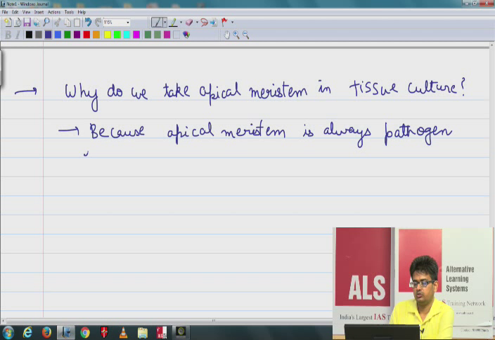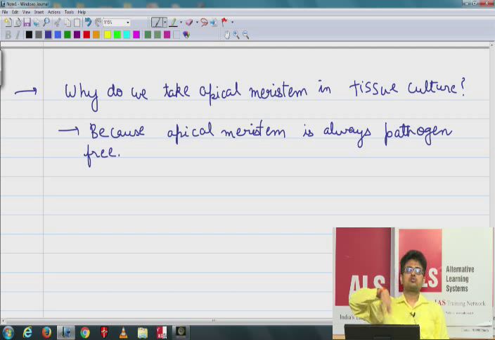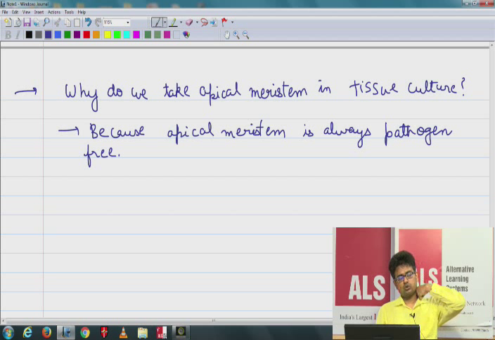Why do you want pathogen free? Because if you take any other part and it has pathogen, along with the plant, bacteria will also start growing in the tissue culture medium. They will contaminate it. We do not want the resources to go to the virus and the pathogens, the bacteria. We want only the plant to grow. So we take the apical meristem because it is always pathogen free.